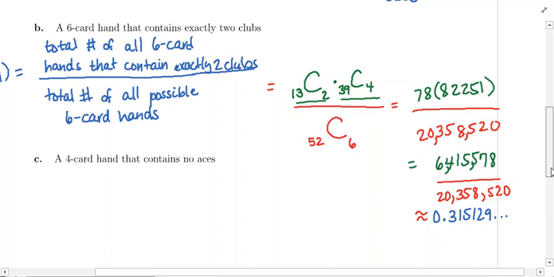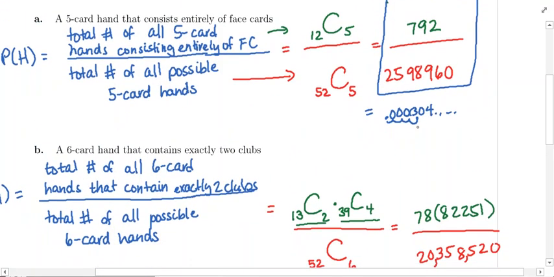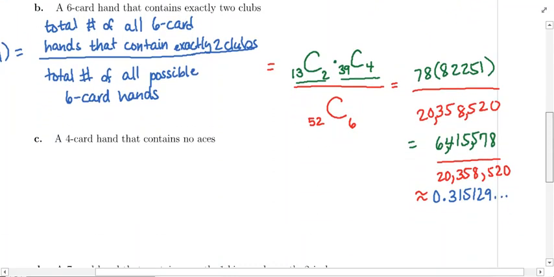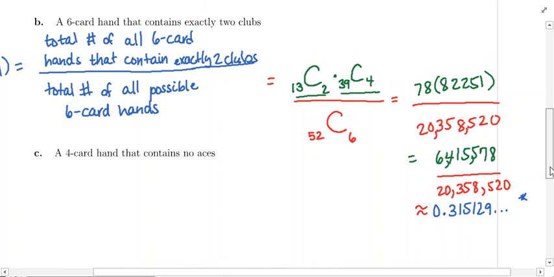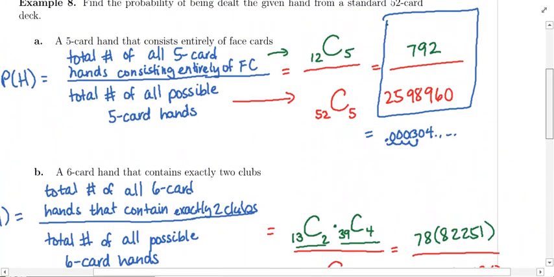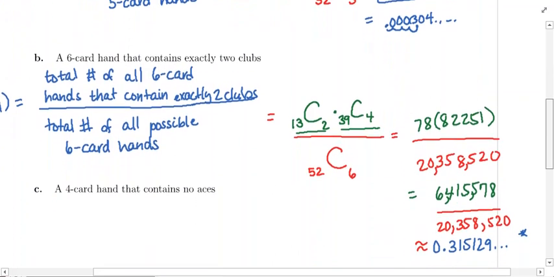Comparing the two situations, A and B, if you look at the decimal in part A, we got 0.000304 and it kept going. And if we look at this decimal, 0.315 and it keeps going, this decimal's bigger. So we have a higher probability of being dealt a 6-card hand with exactly 2 clubs. That's a higher probability than a 5-card hand that consists entirely of face cards. If you think about it, that makes sense. You would expect that.